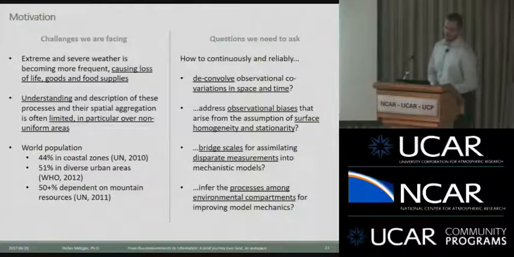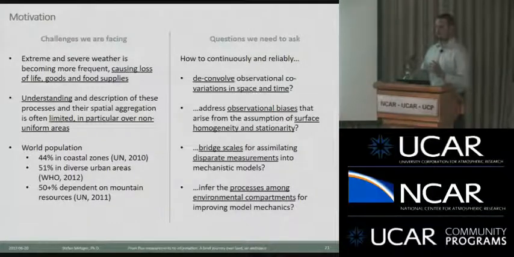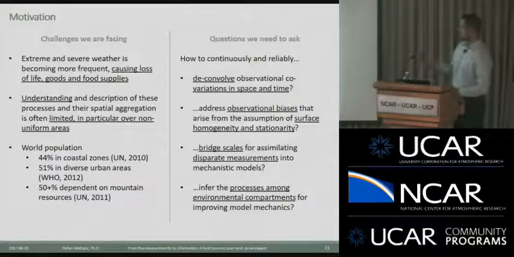How do we bridge scales for simulating various disparate measurements into our models? And how can we use the joint information content among our observations to decipher the process among environmental compartments, so that we can actually have mechanisms that are calibrated out of landscape processes rather than laboratory processes under very defined and oftentimes constant conditions to inform the process in our models?